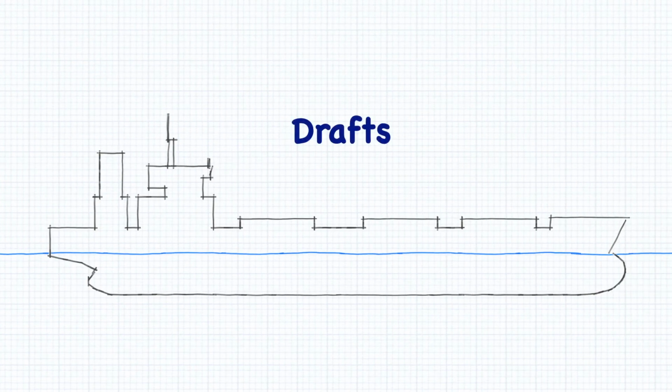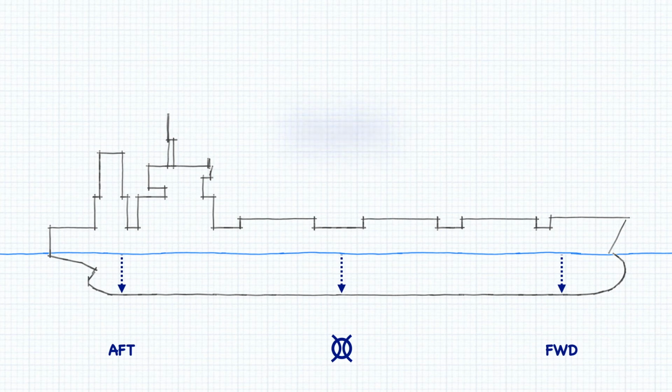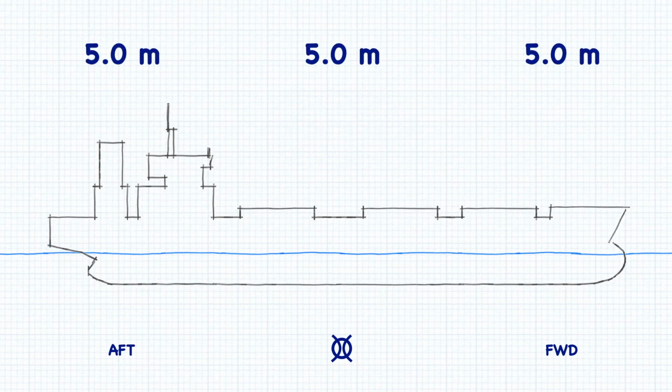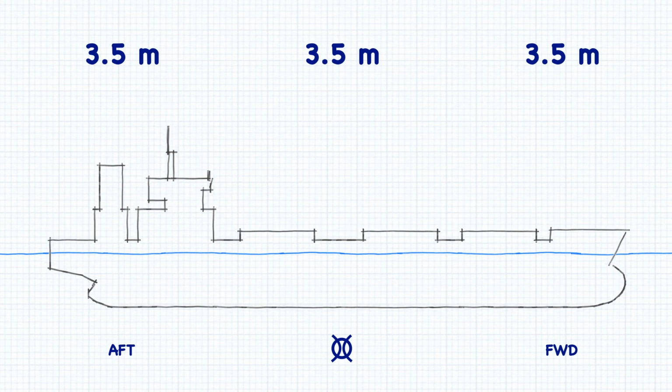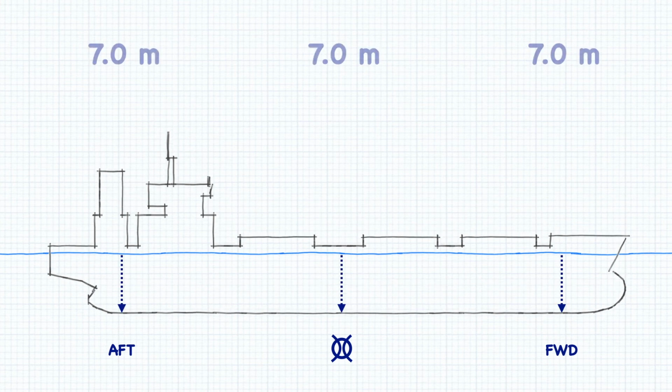Finally, there are the drafts: forward, midship, and aft. Drafts are quite simply the depth of the bottom of the keel below the surface of the water. When a ship gets lighter and floats higher, drafts are decreased. When it gets heavier and sinks deeper, the drafts will increase.